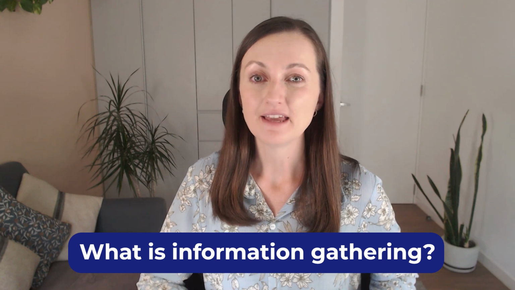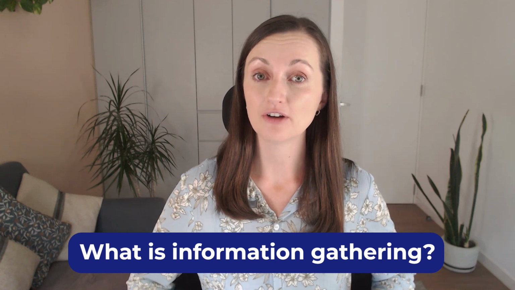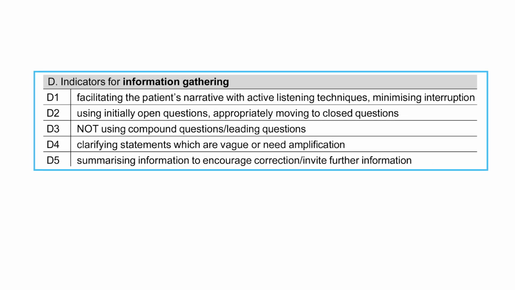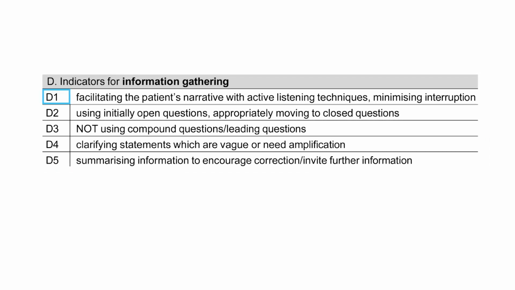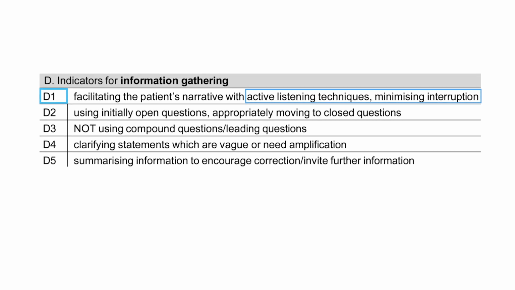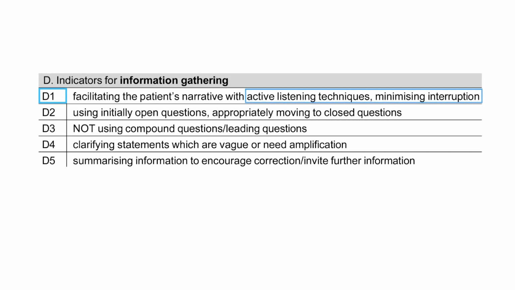First, let's take a look at exactly what I mean by information gathering by referring to the speaking criteria. You can see that for this criterion, there are 5 indicators, and you need to sufficiently demonstrate each one in order to score highly. So the first one, let's take a look. You're going to use active listening techniques and minimize interruption. So this means while they're giving you information, you listen attentively and don't interrupt.